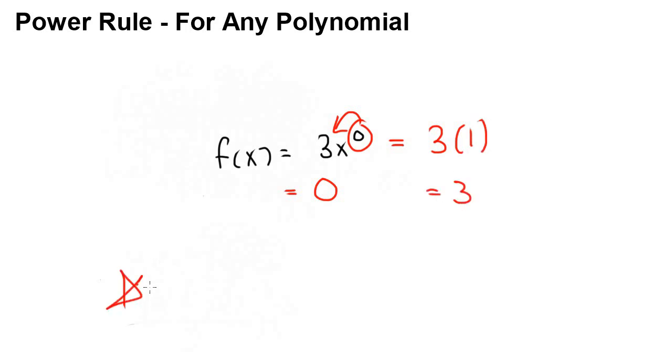So here's a big rule. It's much faster to just memorize this. Constants go to 0 when you take the derivative. Constants go to 0.